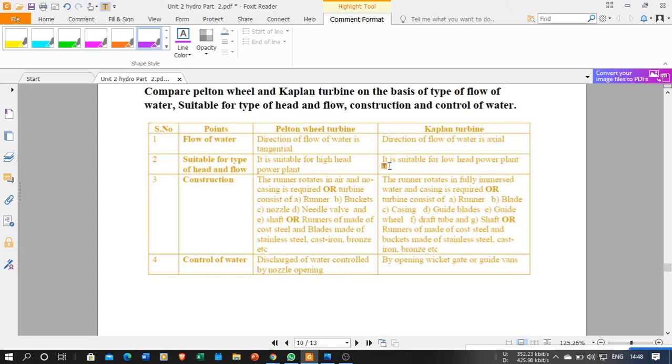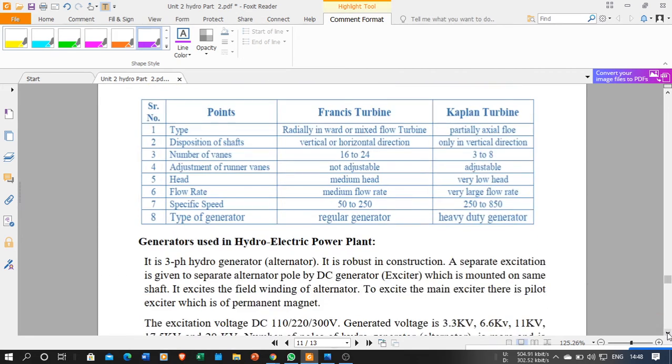Runner blades are made up of cast steel, and buckets are made up of stainless steel. Okay, so in case of the Kaplan turbine, we are not going to use the buckets. The runner is normally made up of cast steel. Control of the discharge of water: in the Pelton wheel, by nozzle opening and closing we control the water speed and discharge, how much water to release. And in the Kaplan turbine, by opening and closing the guide vanes or wicket gates. We control the opening of the guide vanes, and thereby control the speed of water over there.